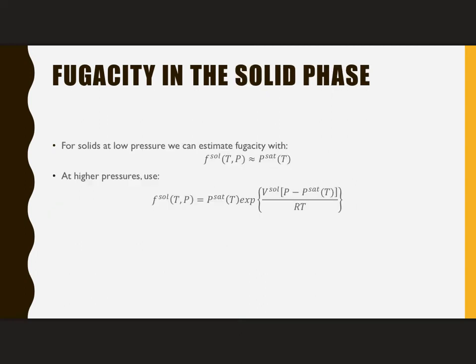For solids, well, actually, okay, solids just don't really change too much. If it's at low pressure, the fugacity of the solid is going to be very close to the saturation pressure at that given temperature, and don't even worry about the pressure. If the pressure is very high, then yes, you need to do a correction. And so the fugacity for the solid phase would be the saturation pressure, we're talking about solids here, times the exponential of the volume of the solid times P minus P at saturation over RT.